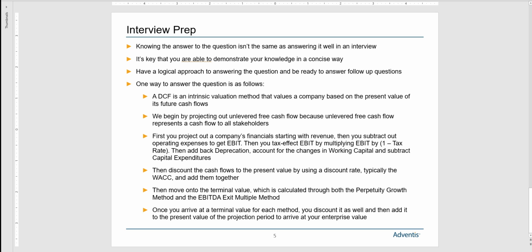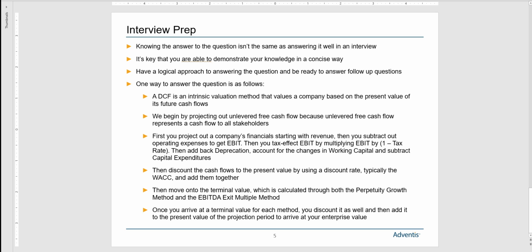Then discount the cash flows to the present value by using a discount rate, typically the WACC, and then add them together. Then move on to the terminal value, which is calculated through both the perpetuity growth method and the EBITDA exit multiple method. Once you arrive at a terminal value for each method, you discount it as well, and then add it to the present value of the projection period to arrive at your enterprise value.